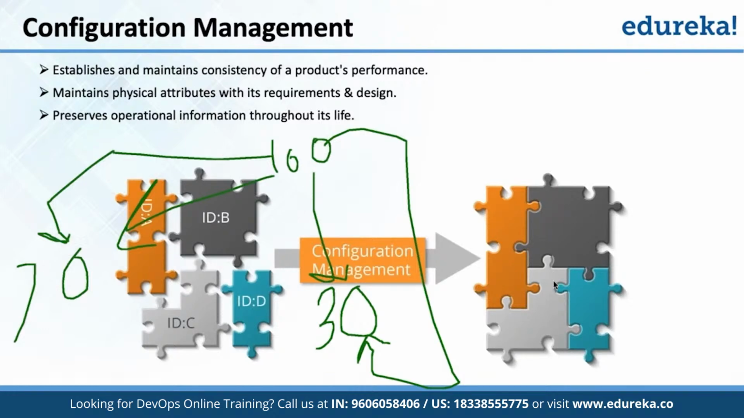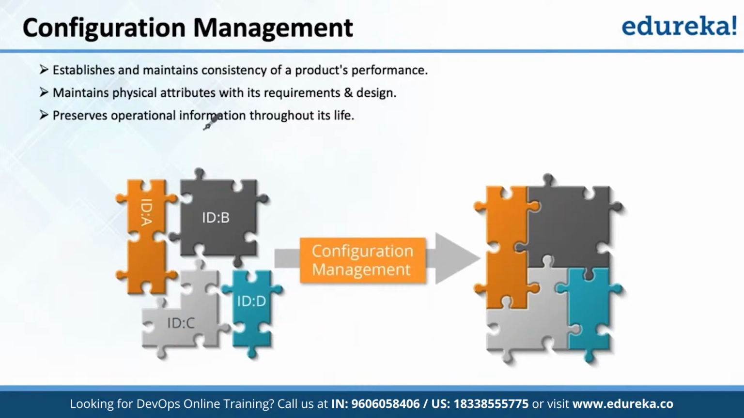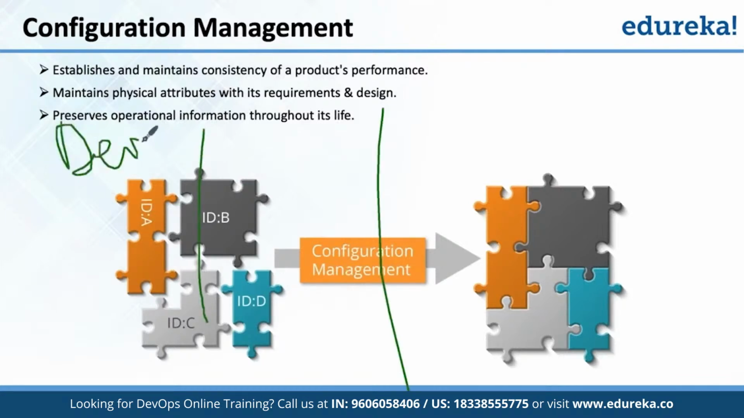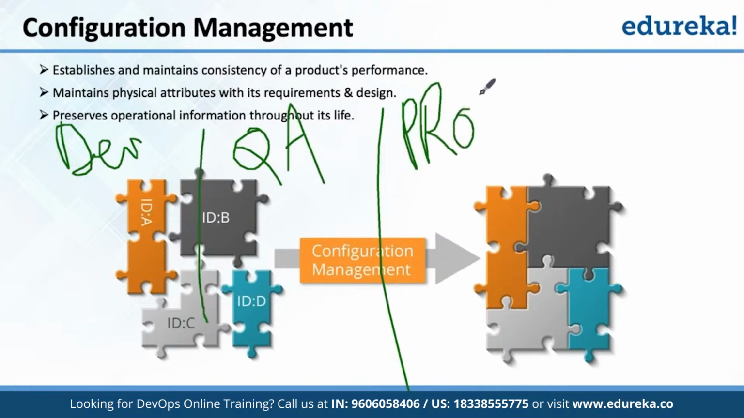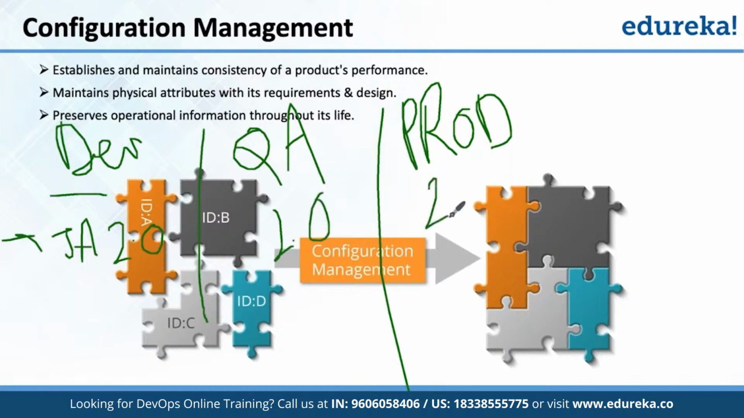Let's take one more example, guys. In any organization, you have got multiple life cycles, right? You have got a dev life cycle, you have got a QA life cycle, you have got a prod life cycle, for example. Now, you have been asked to maintain consistency of deployment across all these life cycles. So when I say that, let's say, for example, if Java 2.0 is running on dev, Java 2.0 should be running on QA, and Java 2.0 should be running on prod. How will you do that?